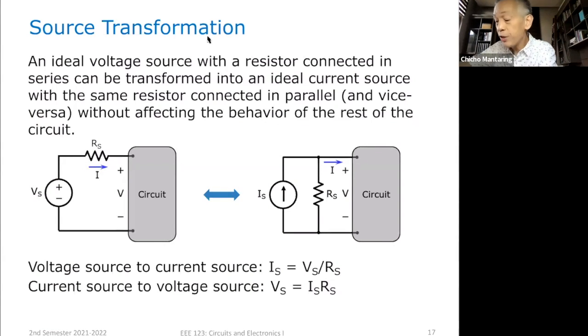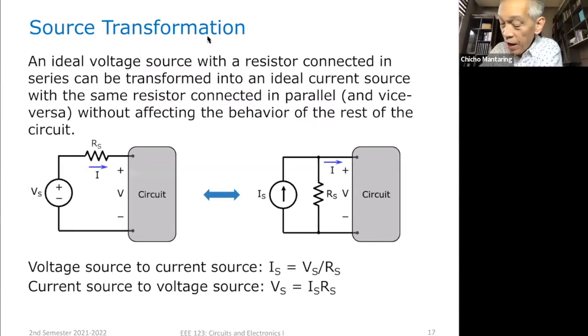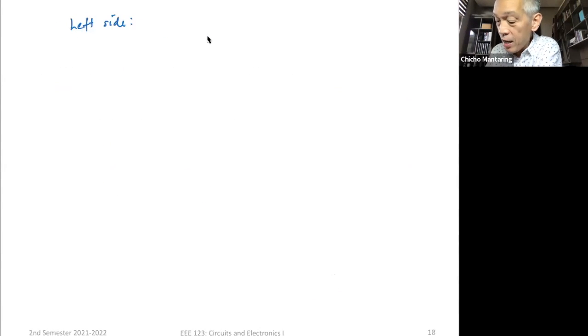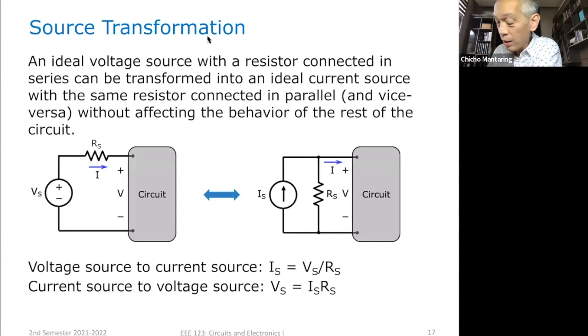Just to illustrate, on the left side, if I perform KVL, Kirchhoff's voltage law, around this loop, I'm going to get this voltage V equal to V sub S minus I times R sub S. So V is equal to V sub S minus I times R sub S. That's performing KVL around this loop.